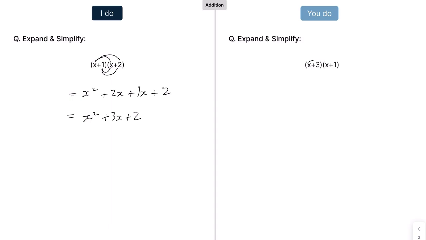So hopefully when I go at this one, this then becomes x squared plus 1x plus 3x plus 3, which then becomes x squared plus 4x plus 3.